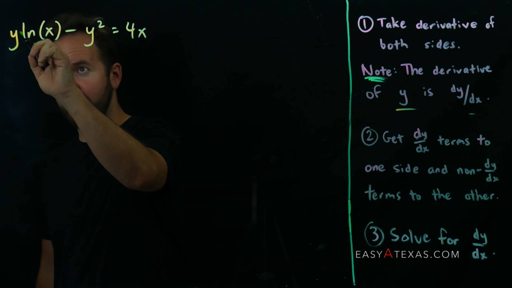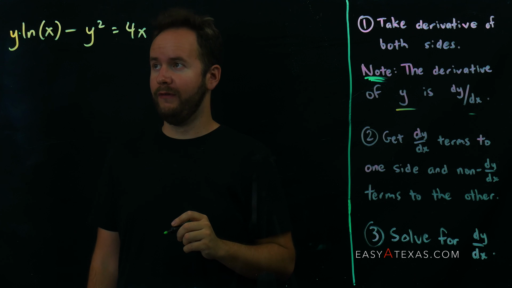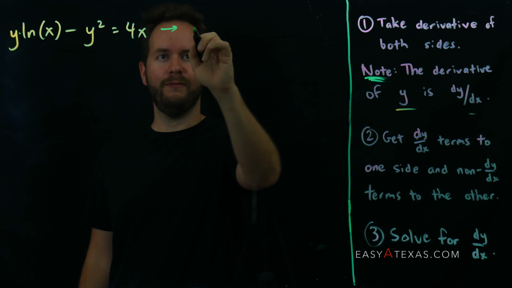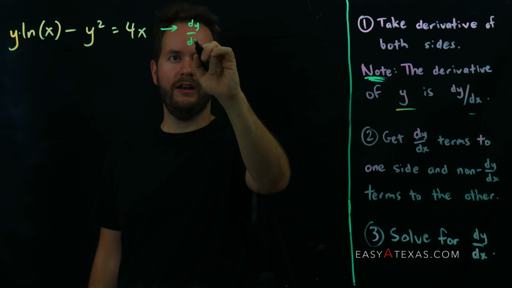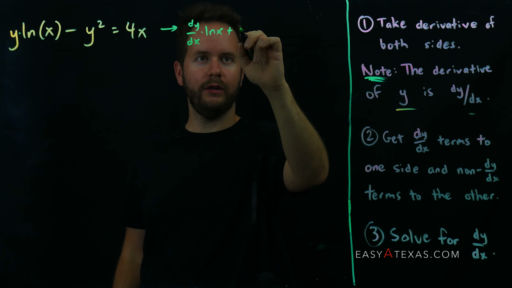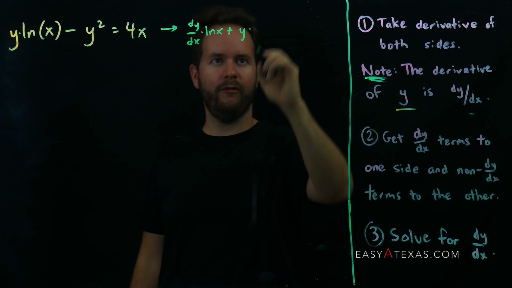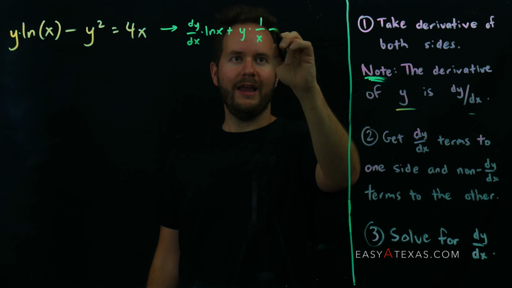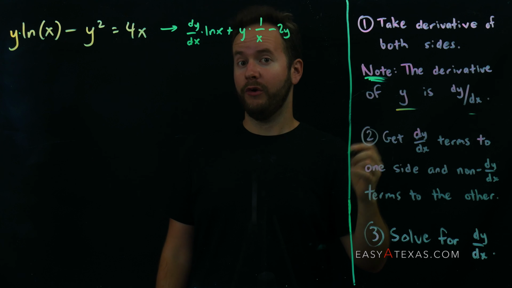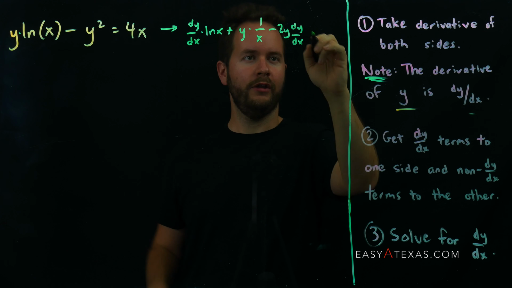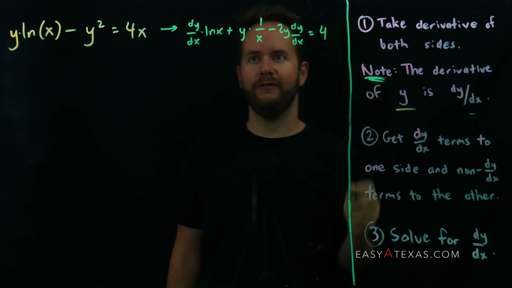Right off the bat, we have to use a product rule because we have y times ln of x. Taking the derivative of y times ln of x, I'm going to take the derivative of y, that's going to give me dy/dx, as I just said, leaving the ln of x alone. Then I'm going to leave the y alone, and take the derivative of ln of x. The derivative of ln of x is 1 over x. The derivative of negative y squared would be negative 2y, and again, because I took the derivative of y, I tack on a dy/dx. And lastly, equals, the derivative of 4x on the right-hand side is just 4.